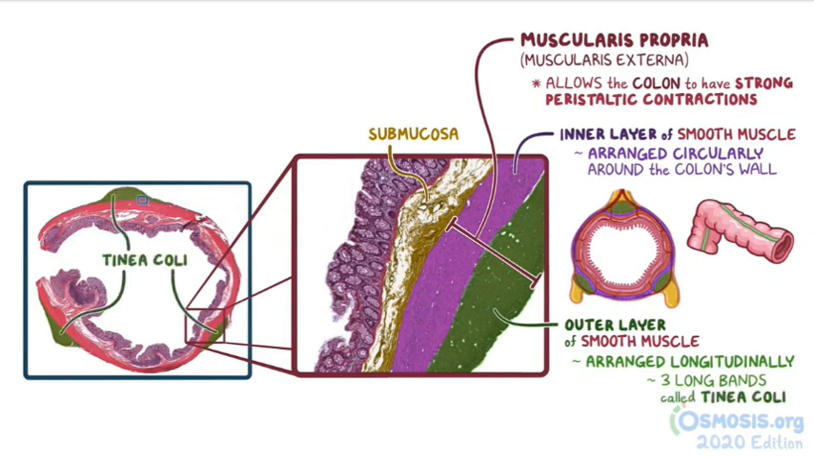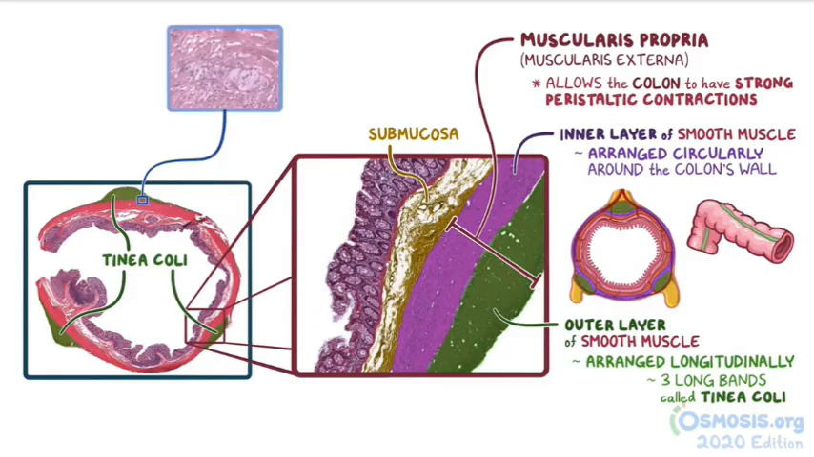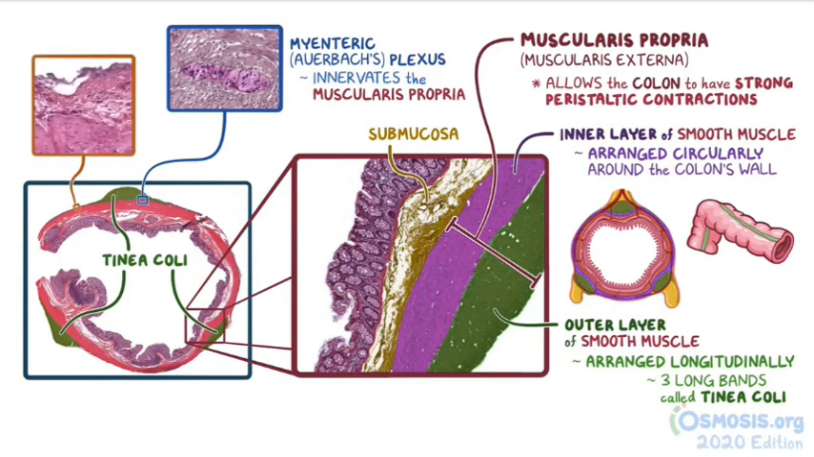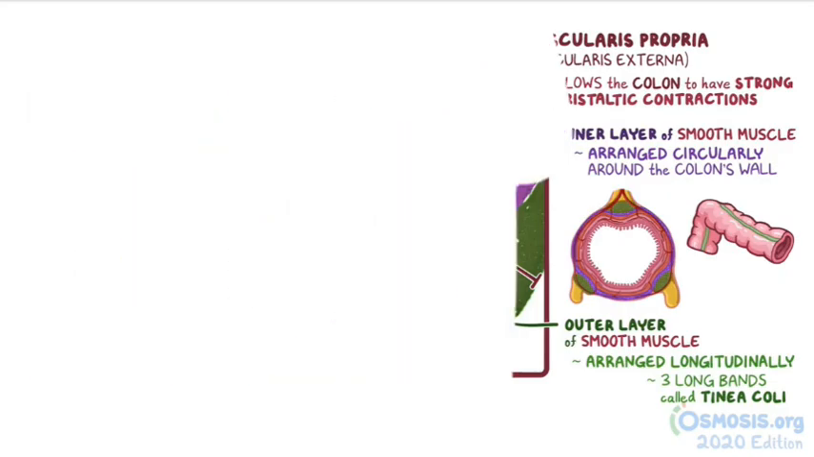Between the 2 layers of muscle, we can see cross-sections of nerves from another network of nerves called the myenteric or Auerbach's plexus, which is responsible for innervating the muscle fibers of the muscularis propria. Also, some portions of the colon will have an additional thin layer of connective tissue that surrounds the muscularis propria called the serosa. Alright, as a quick recap.